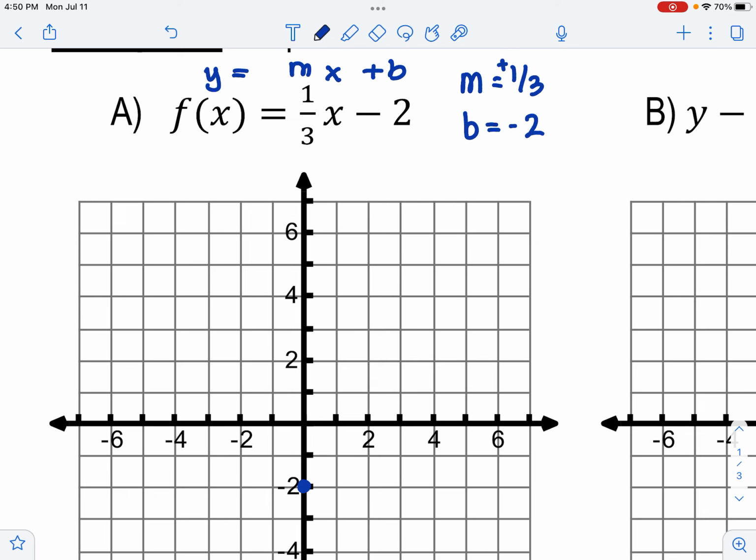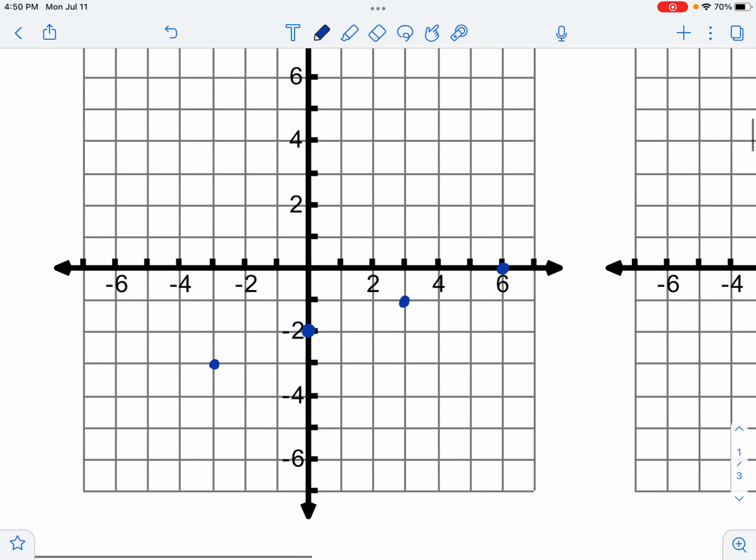This is +1 over +3, so that's up 1, right 3. We're also going to go down 1, left 3 to continue the pattern, because remember, -1 over -3 is equivalent to +1 over +3. Continue that, and then go ahead and connect these points. And then make sure you put arrows on the end to show that this line goes on forever and ever.